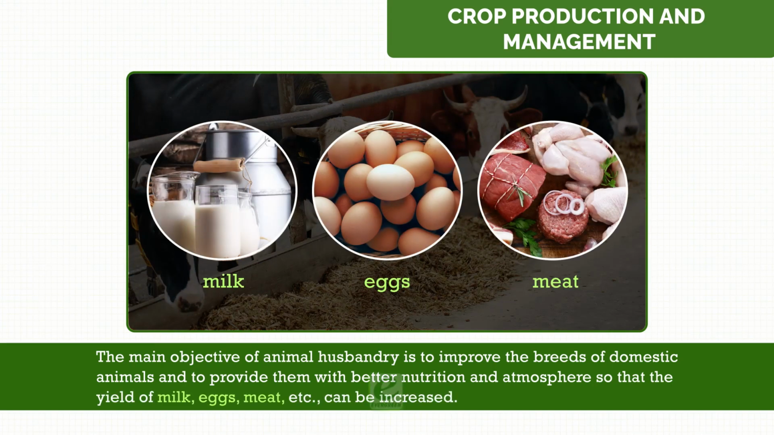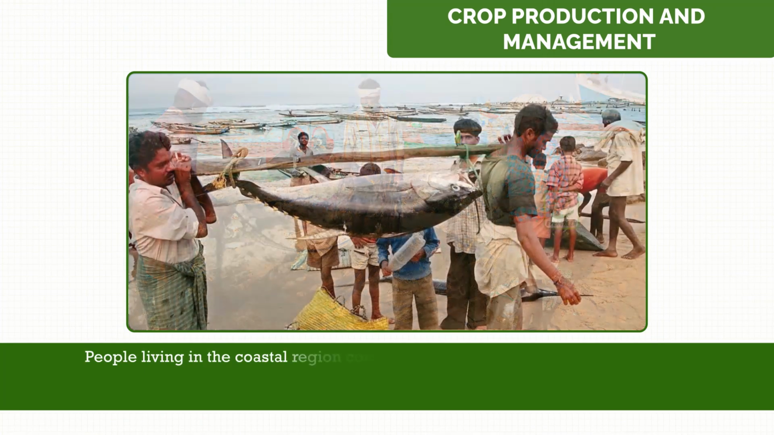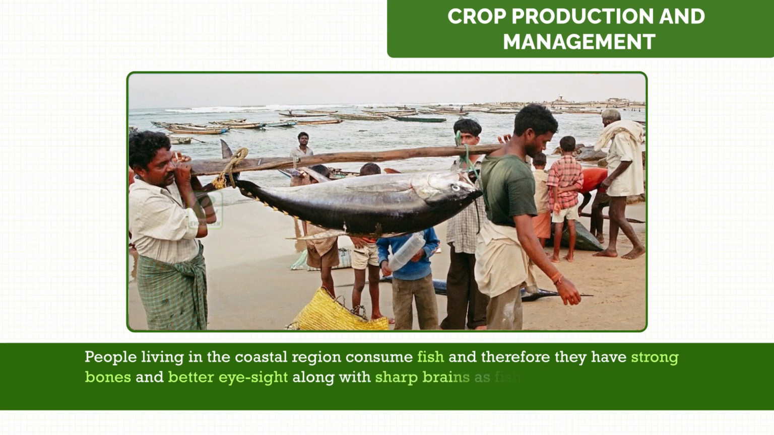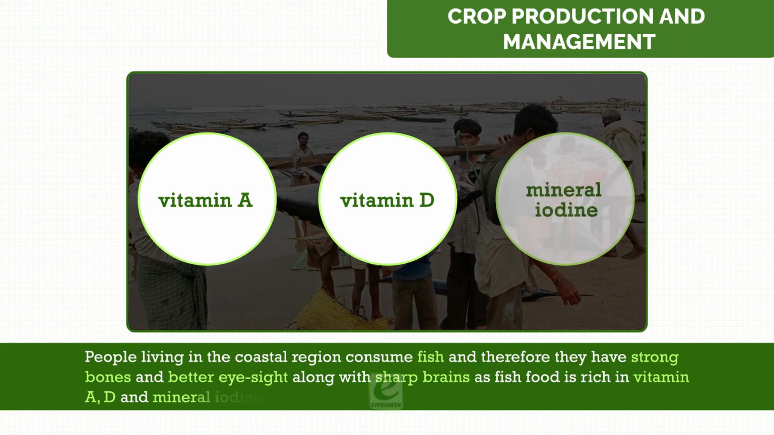can be increased. People living in coastal regions consume fish and therefore they have strong bones and better eyesight along with sharp brains, and fish food is rich in vitamins A and D, and the mineral iodine.